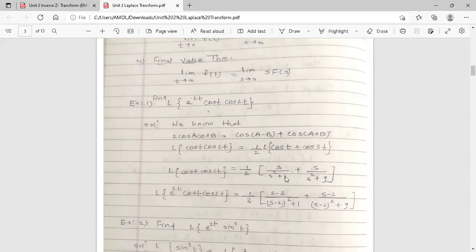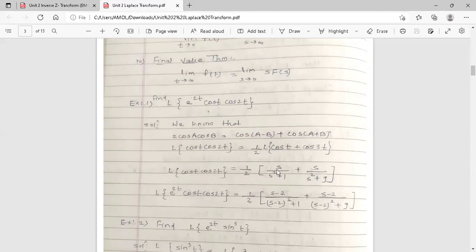1 square means 1. Plus cos 3t. Laplace transform of cos 3t: coefficient is 3. It is s upon s square plus 3 square, 3 square is 9. So this is the Laplace transform of cos t into cos 2t. Now, the Laplace transform of e raised to 2t into cos t into cos 2t. Use the shifting property to find it. It is equal to this 1 by 2 as it is.